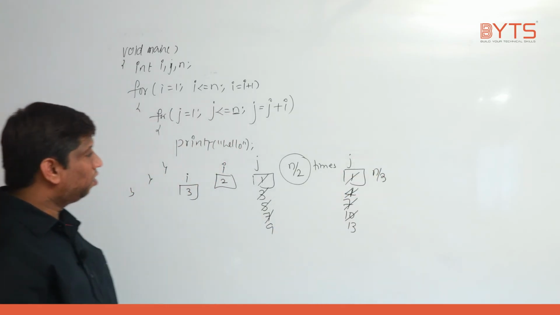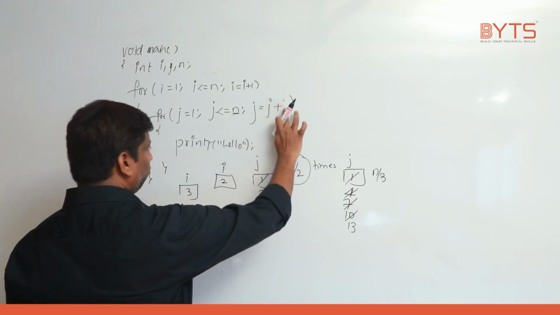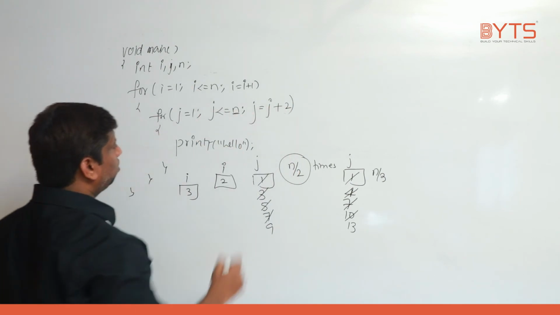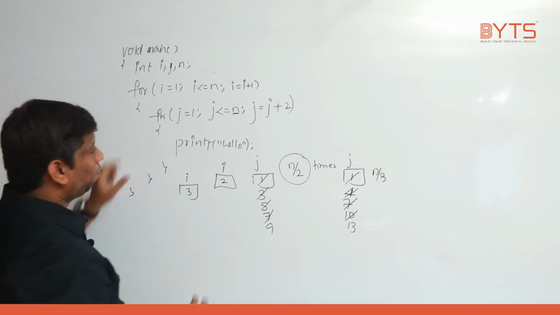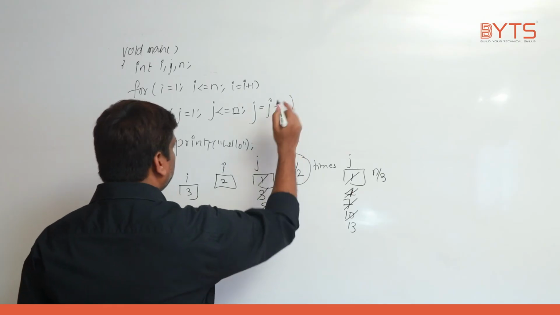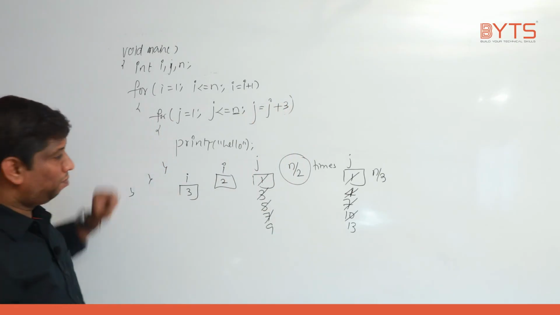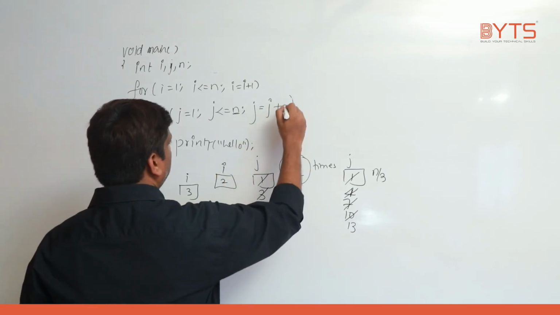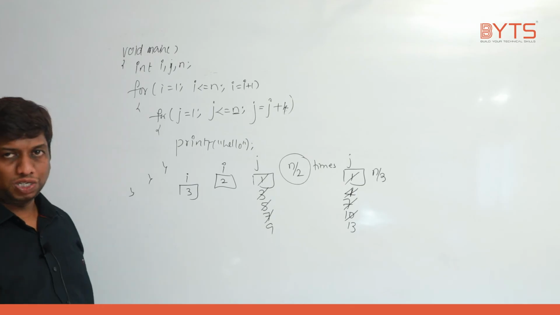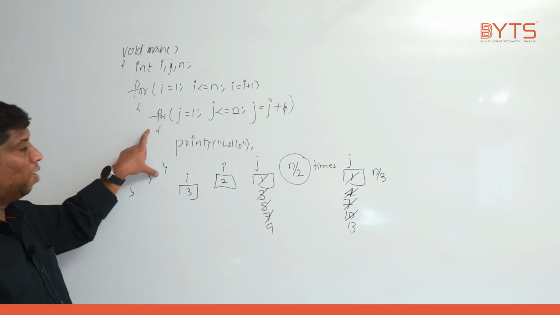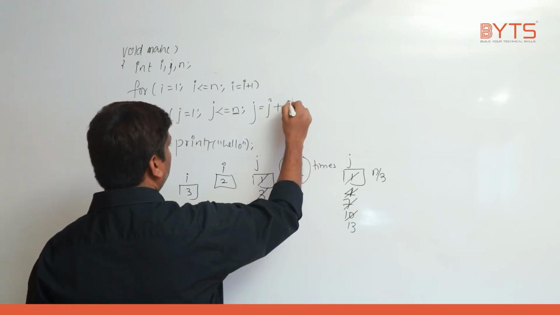This is very important. See, it's simple, leave this i value, don't focus on i. If you write 2 here, this loop repeated how many times? n by 2 times. If you write 3 here, this loop repeated how many times? n by 3 times. If you write 4 here, this loop repeated how many times? n by 4 times. I hope this is very clear.